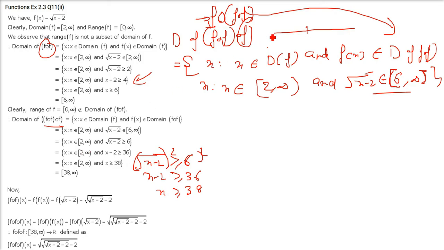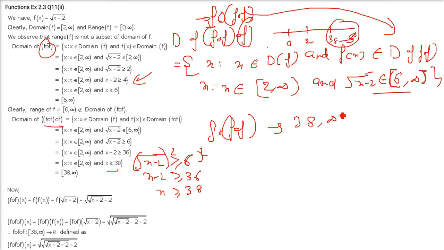So now we have 2 to infinity for one condition and 38 to infinity for the other, and we have to take the intersection of these two. When we take the intersection, it will be 38 to infinity. So the domain of FOF is 38 to infinity, and 38 is inclusive. Now you can do it easily. The main thing is to find out the domain for which it is defined.